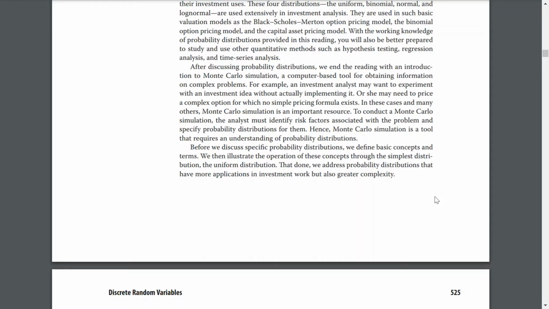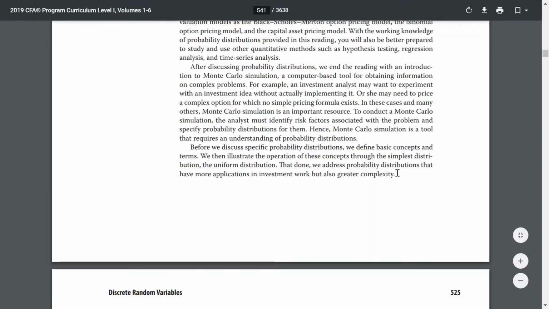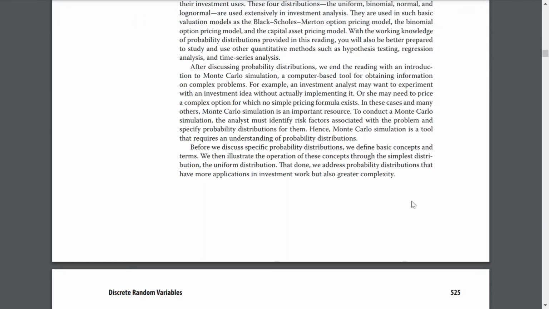To conduct a Monte Carlo simulation, the analyst must identify risk factors associated with the problem and specify probability distributions for them. Hence, Monte Carlo simulation is a tool that requires understanding of probability distributions. Before we discuss specific probability distributions, we define basic concepts and terms. We then illustrate the application of these concepts through the simplest distribution, the uniform distribution. That done, we address probability distributions that have more applications in investment work, but also greater complexity.